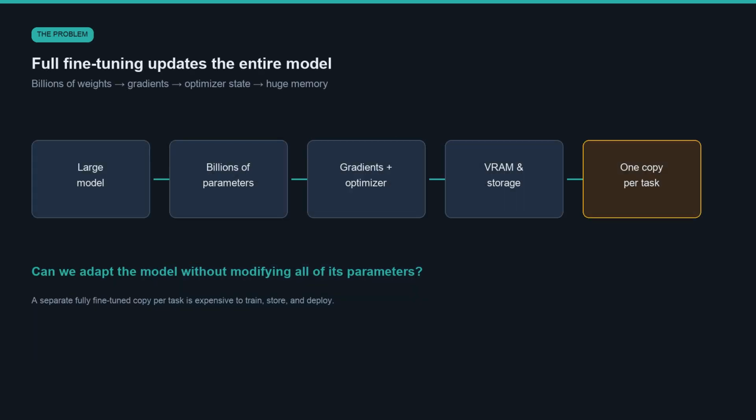Full fine-tuning can update billions of parameters. Gradients and optimizer state explode memory. A separate fully fine-tuned copy for every task is also expensive to store and deploy. The question is, can we adapt the model without modifying all of its parameters?